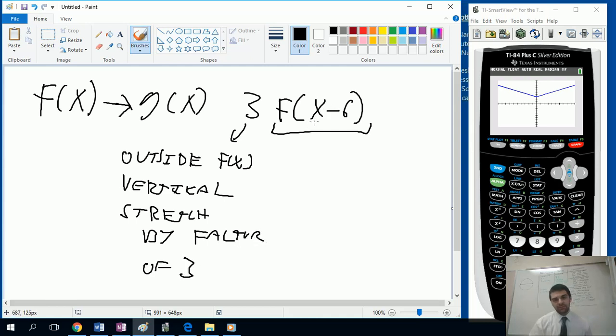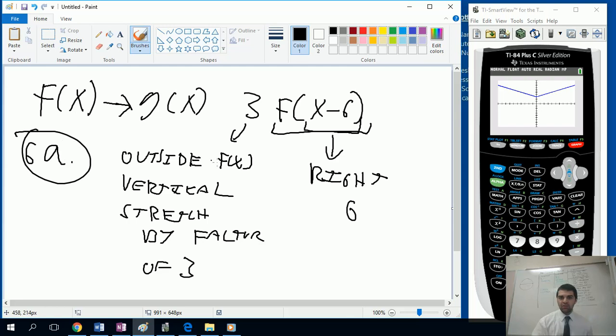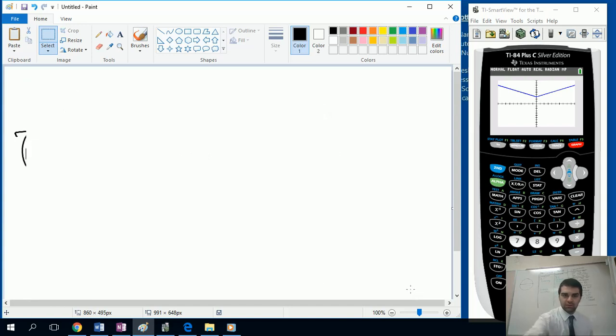And here we have x minus 6, x completely by itself. So x minus 6, that's going to be right 6. That's from your function transformation rules. So that's going to be 6a, vertical stretch of 3, right 6. Those are the transformations. Let's go on to 6b. There we go.